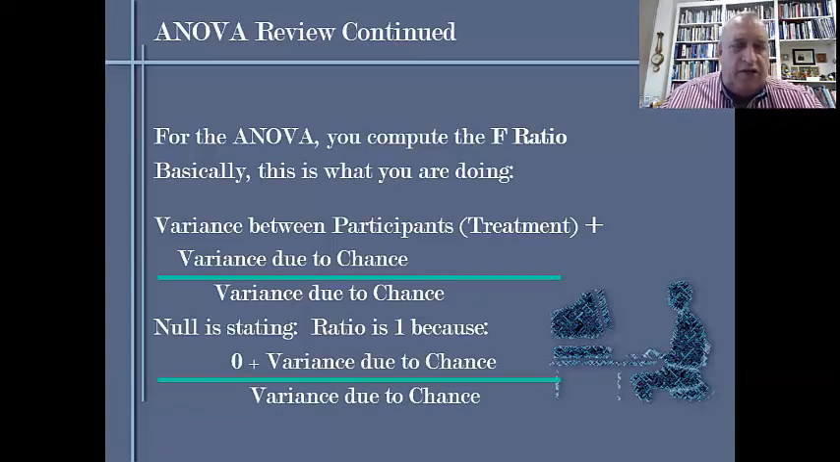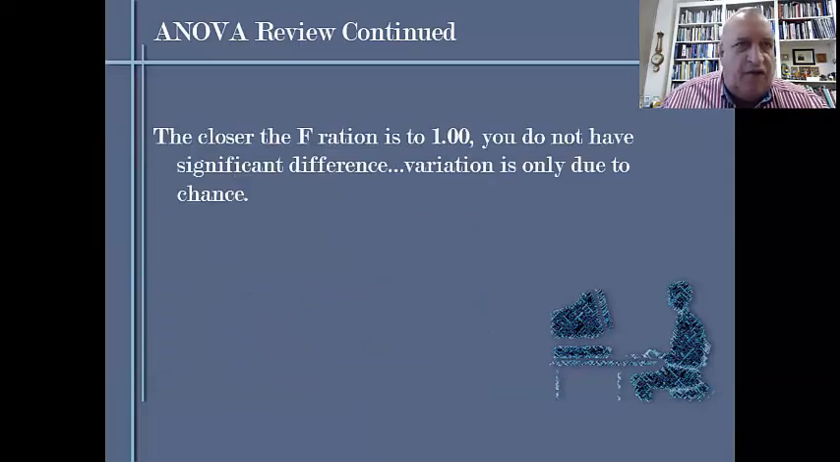The F ratio then shows how far away from 1 the variance between the participants has made the difference, and that gives us the F ratio. So the closer the F ratio is to 1, the less likely you have a significant difference, because the variation is only due to chance. The further away from 1 you get, the more opportunity you have for a score that becomes significantly different.